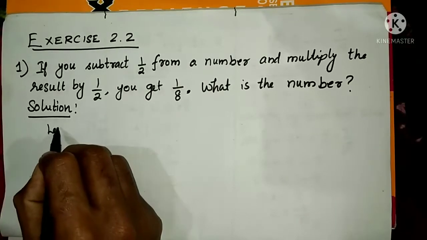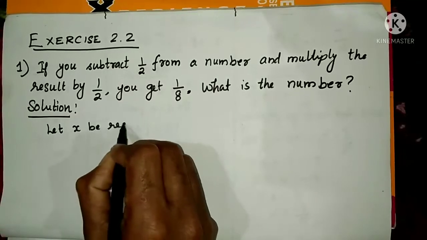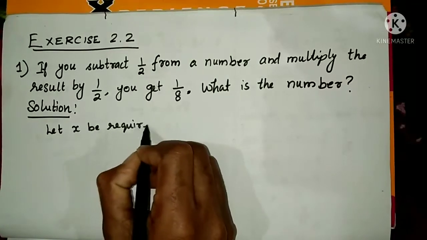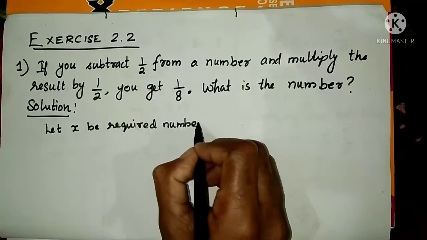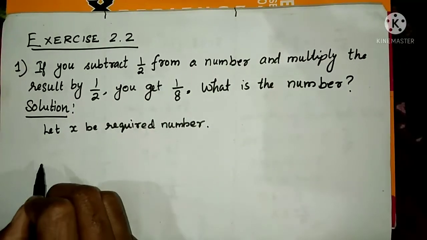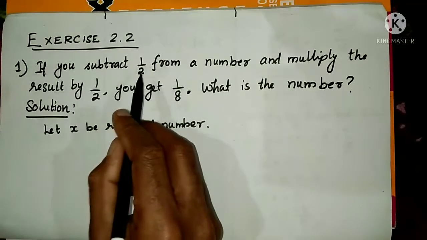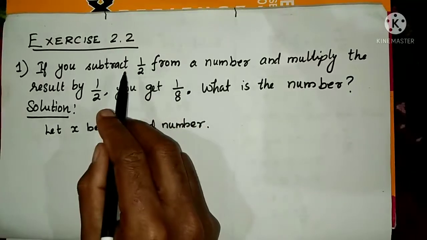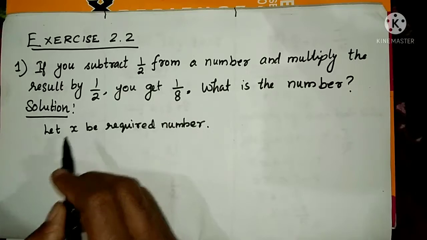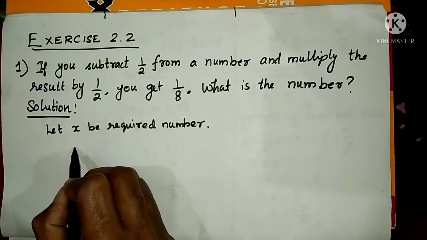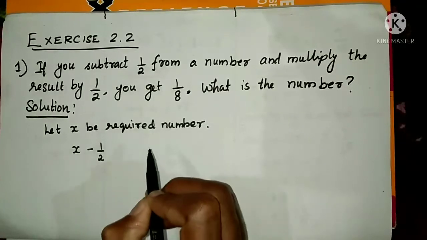can keep it as x. Let x be the required number. Now, 1 upon 2 should be subtracted from a number. That number we have kept x. So, x minus 1 upon 2.